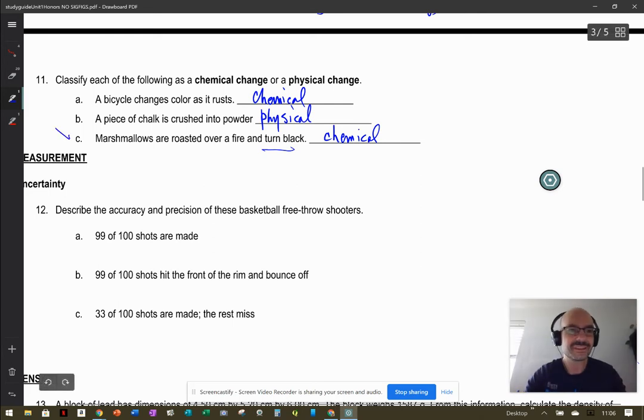And if we look at this description for letter C, we saw a color change. So that's an indication of a chemical change. A, we saw a color change. That's an indication of a chemical change.